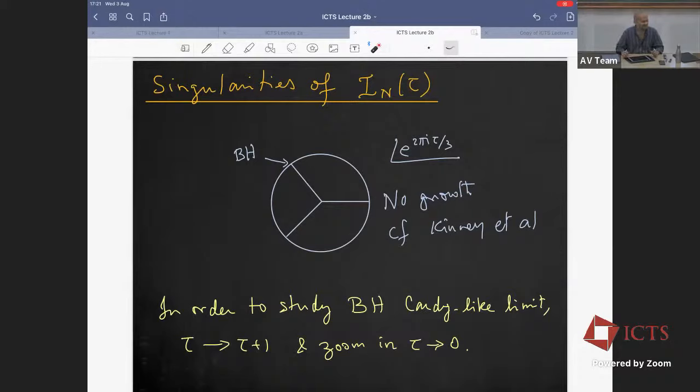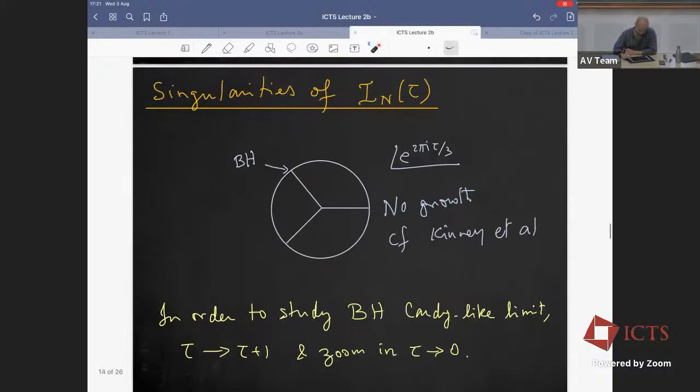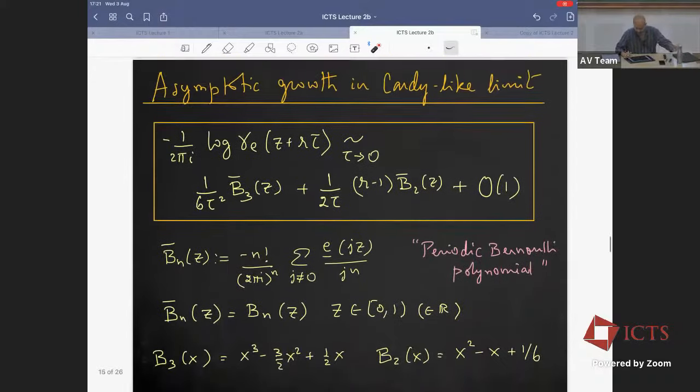Organizer. Say again. This is exactly why I plotted the absolute value. Otherwise, you'll see the phases. 10 minutes. Oh, okay. Perfect. Then even better. Perfect. Okay. Wait, so after this it is technical, okay?